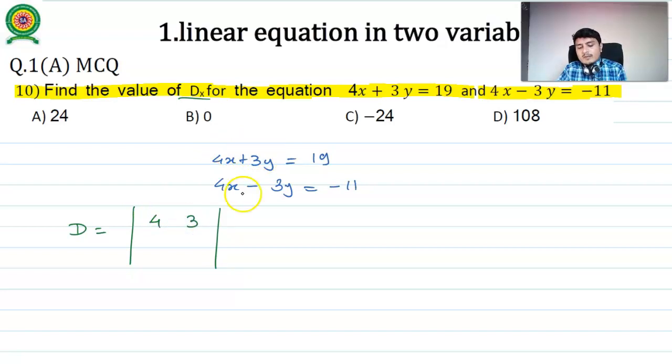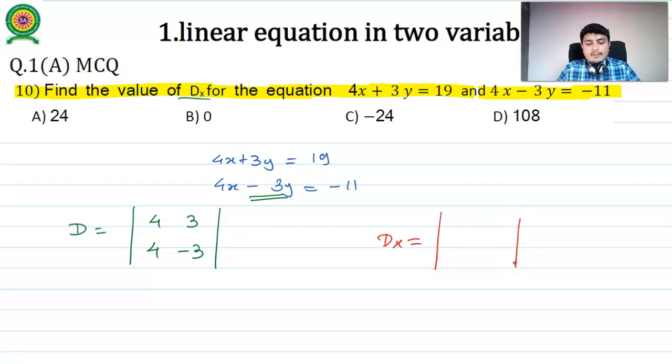Now which are the coefficients of variables x and y from the other equation? We have 4. Which sign convention do we have to take? That is minus of 3. So the second row of the given determinant we have 4 and minus 3. But here we have to evaluate for Dx. Now how to write the elements under the determinant of Dx?